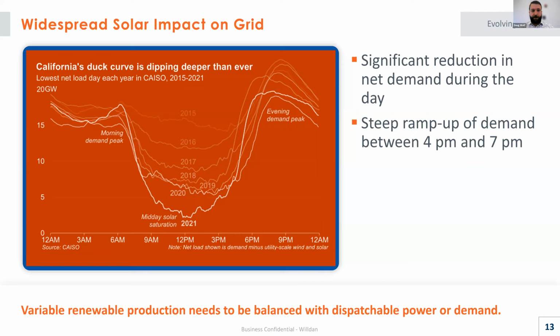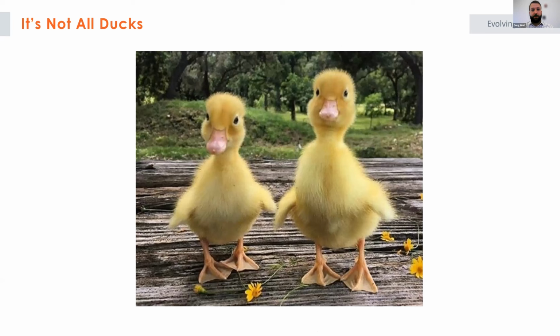Between 4 and 7 p.m., you see that very steep ramp up, and it's just been getting steeper and steeper over the years. The solar output begins to drop right before the peak load of the day, around 6 p.m. So the variable solar needs to be balanced with either dispatchable power generation or some type of flexible demand. Although this is all focused on California right now, continued adoption of solar, as it's getting less and less expensive, will bring this problem to a grid near you. But it's not all ducks.